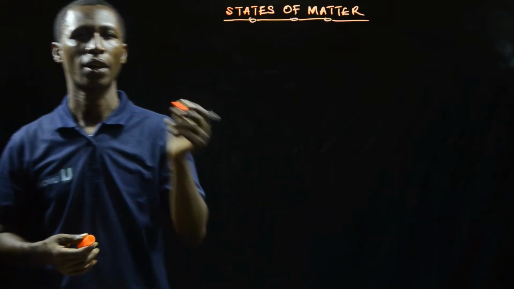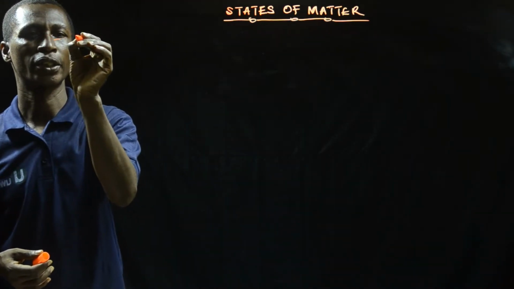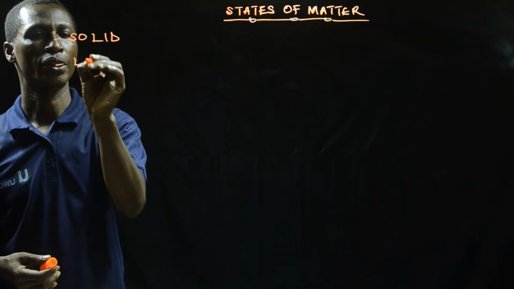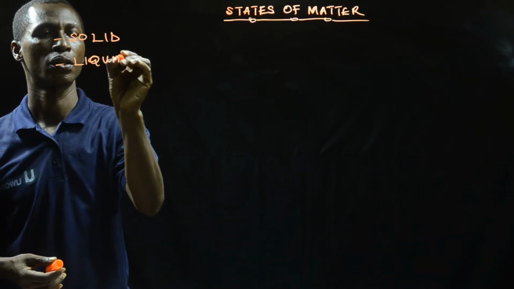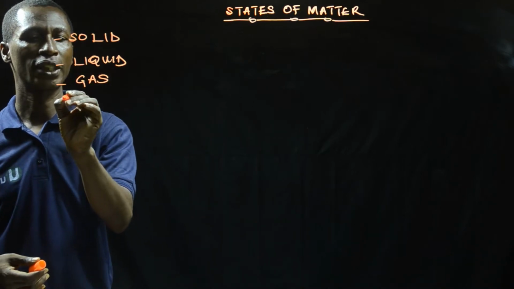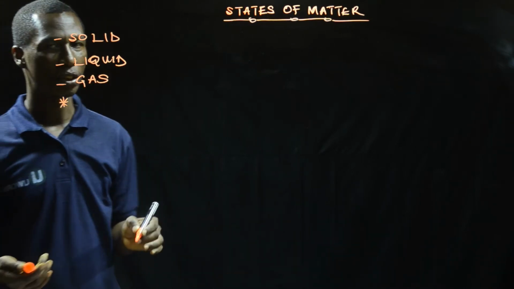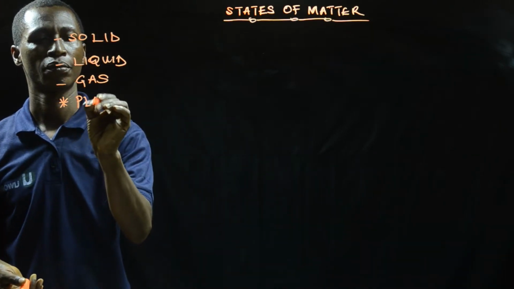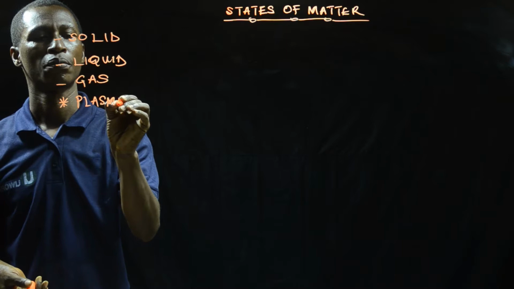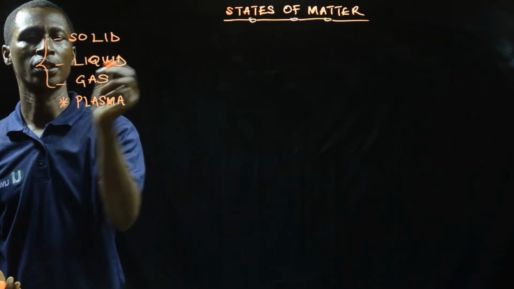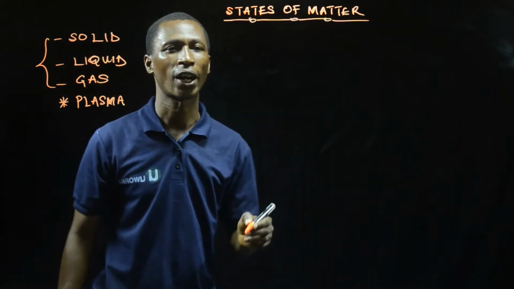The states are one, solid, liquid, and gas. There's a fourth state which is not mentioned much in integrated science, that is called plasma. But in general, we are going to concentrate on these three states. So we look at solid.